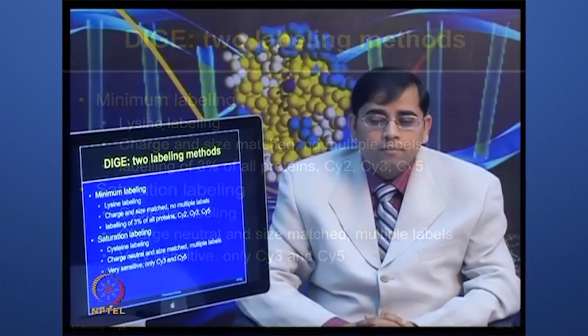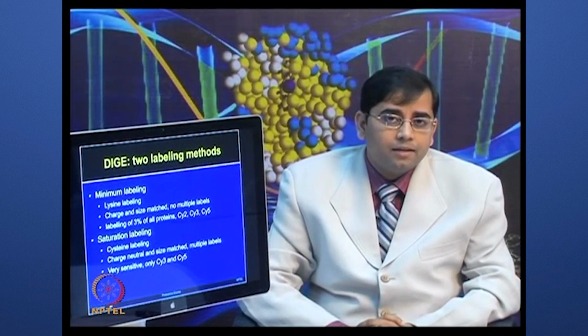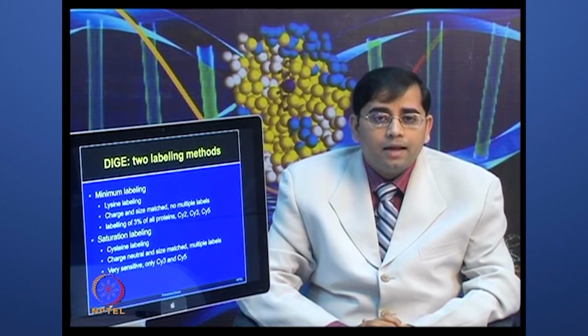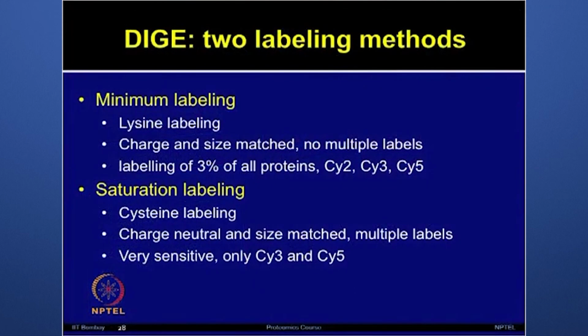slide. The saturation labeling is done by using cysteine tagging. So, the amino acid cysteine is targeted for labeling. This is charge neutral and size matched. Multiple labels are used. It is very sensitive and used only for Cy3 and Cy5 labeling. So, saturation labeling is not so widely used, but this is another method one can use for labeling the proteins, and it can be used in DIGE methodology.